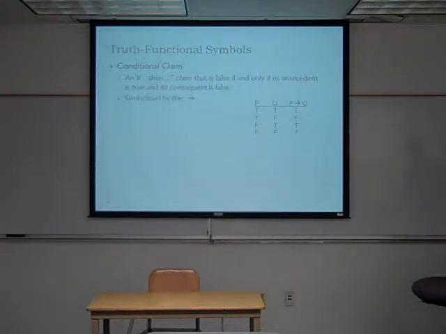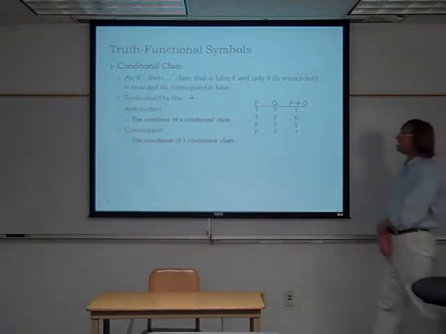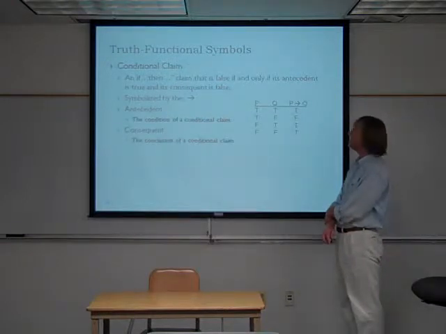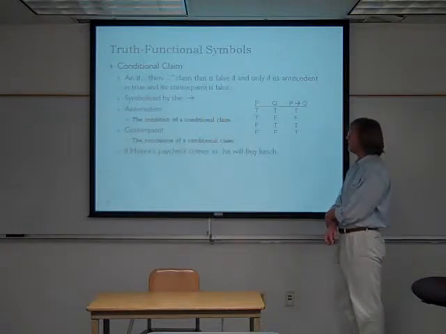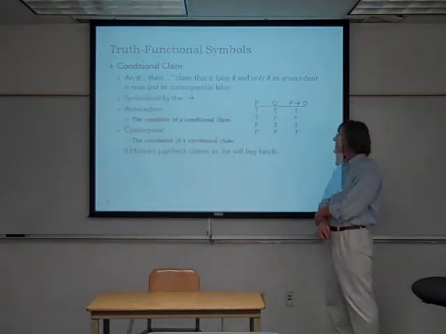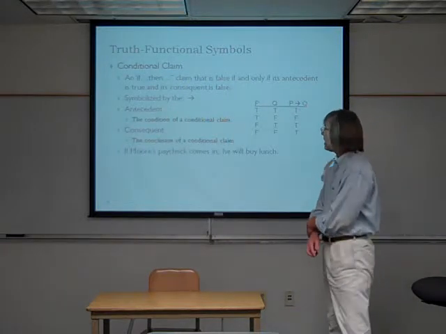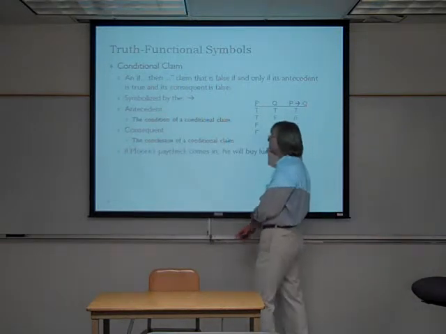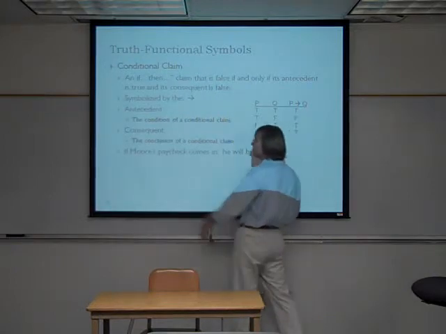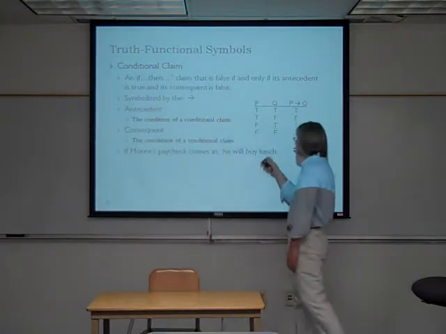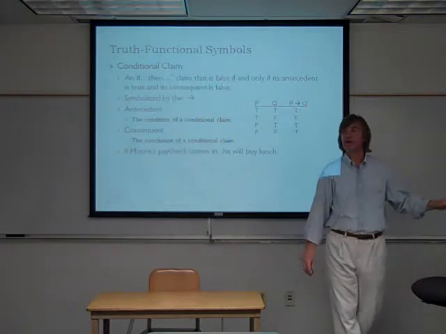Any questions? The conditional claim. This is the standard if-then proposition. The antecedent is the condition of a conditional claim. It's the first one. And the consequent is the conclusion of a conditional claim. If Moore's paycheck comes in, he will buy lunch. How do we symbolize this claim? Let's make this M, this L. How do we symbolize that?